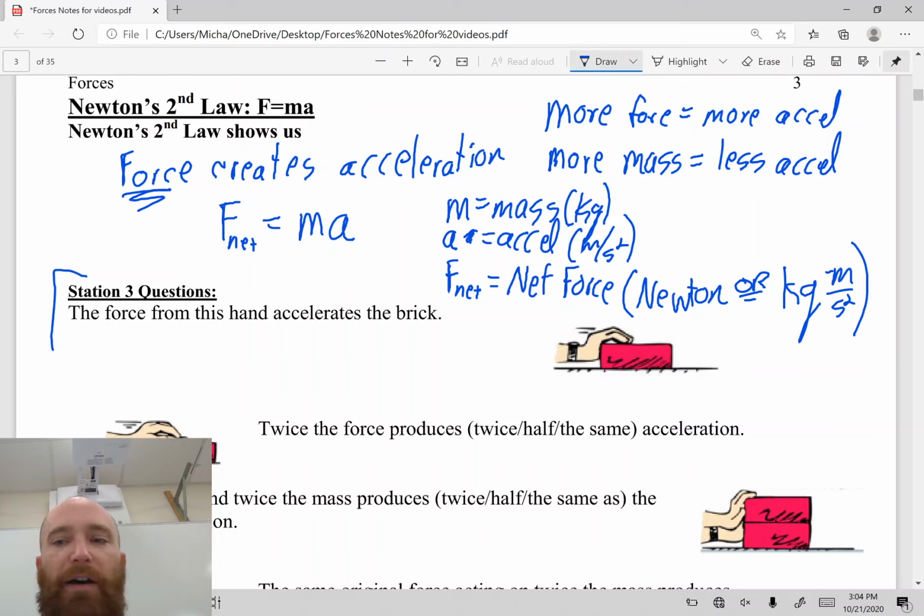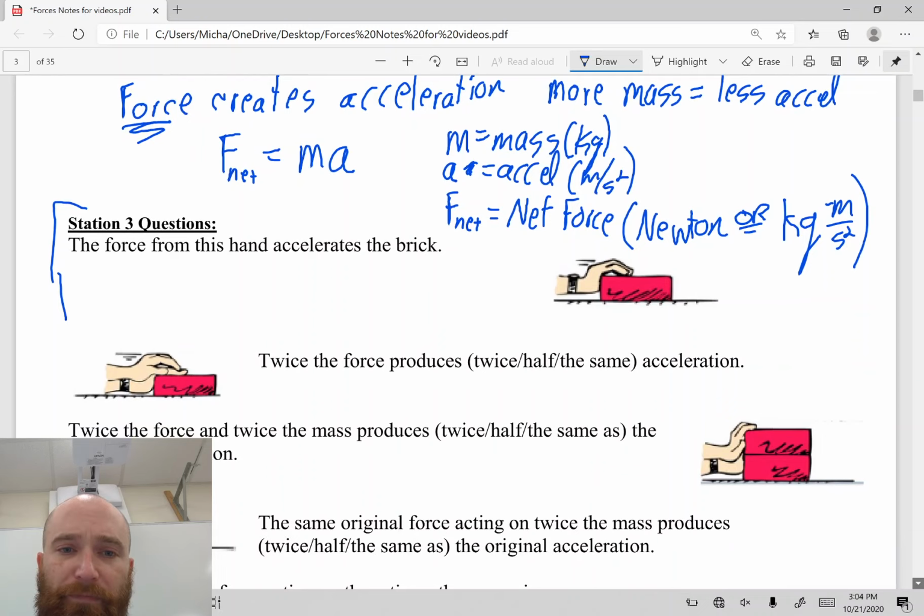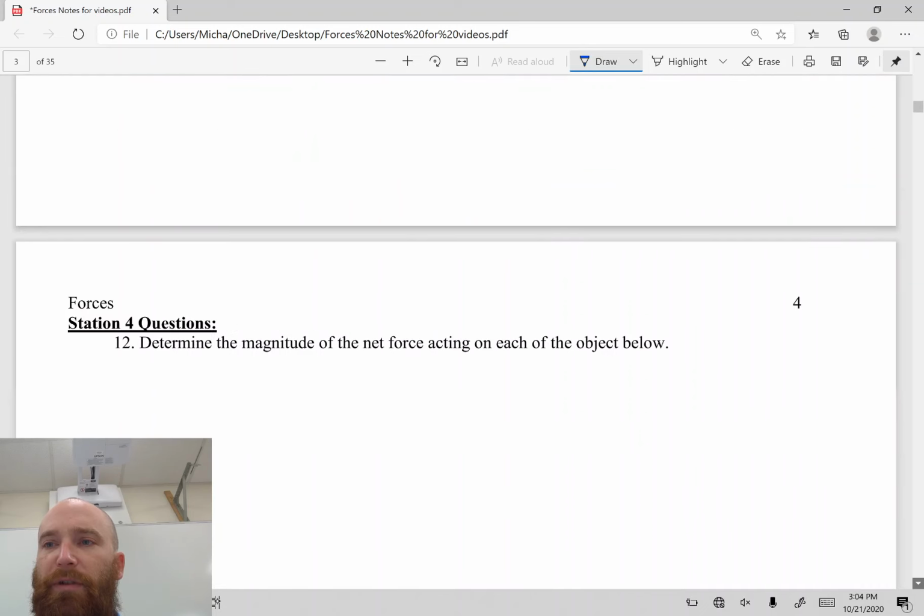So if you have some exercise, what are the consequences of this equation? If the force from this hand accelerates a brick, and I know we did this in class, twice the force produces twice the acceleration, right? Because you're pushing twice as hard.